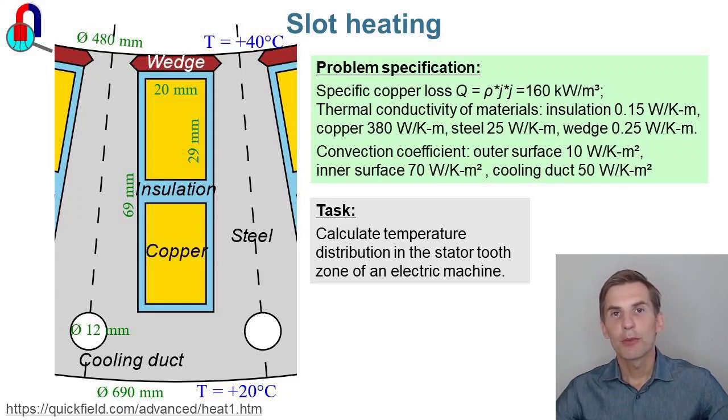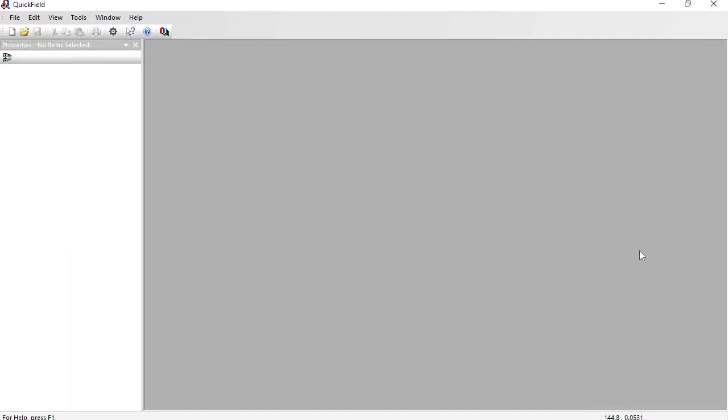I am going to simulate only a single slot. On the left and on the right, there are similar slots. So instead of simulating the entire stator, I take only a single slot and set the symmetry boundary condition on the left and on the right. Okay. Let's start QuickField now.